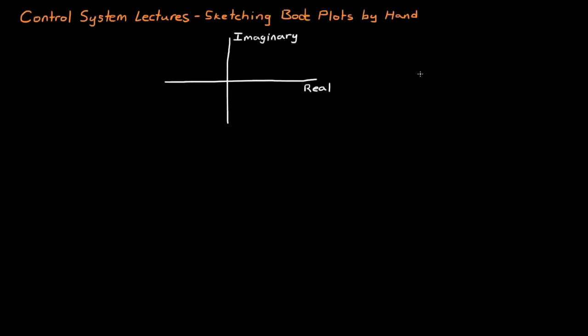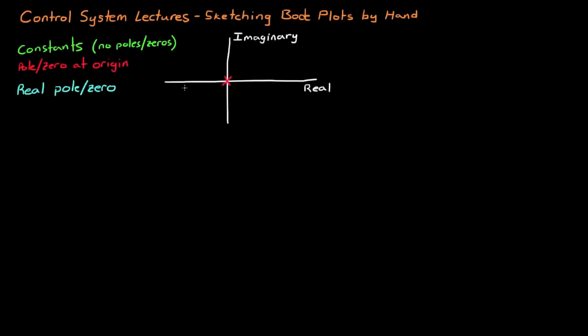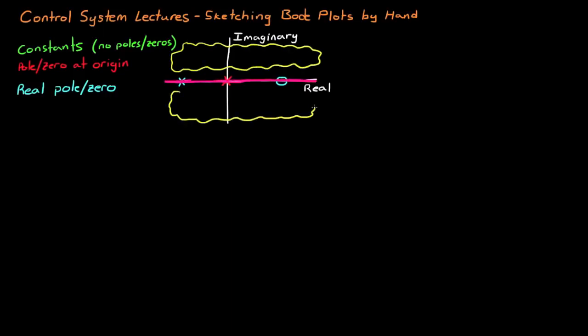We have already covered transfer functions that are constants, which is a transfer function that has no poles or zeros. And we've also covered transfer functions that have a real pole or zero at the origin. And the last video covered transfer functions that have real poles or zeros that aren't at the origin. So far, all of our discussions have been about poles and zeros that lie somewhere along this real line. None have ventured out into the imaginary realm, until now.